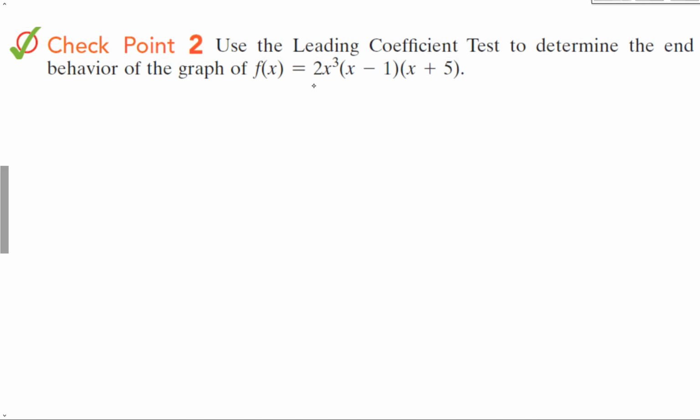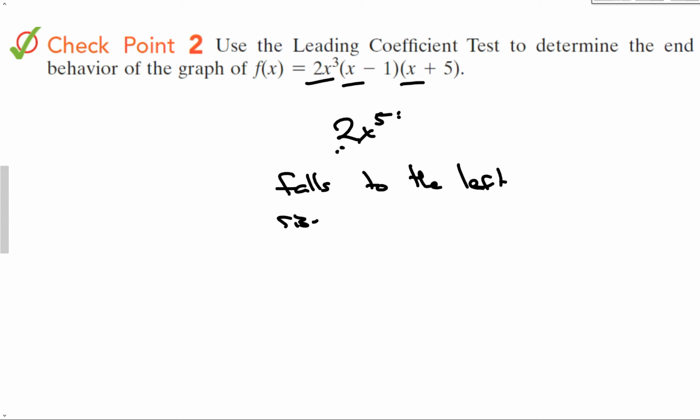Checkpoint 2. Focus there. So that's 2x to the third times x, which gives me 2x to the 5th power. Positive and odd means that the function falls to the left and rises to the right. How do I know that?